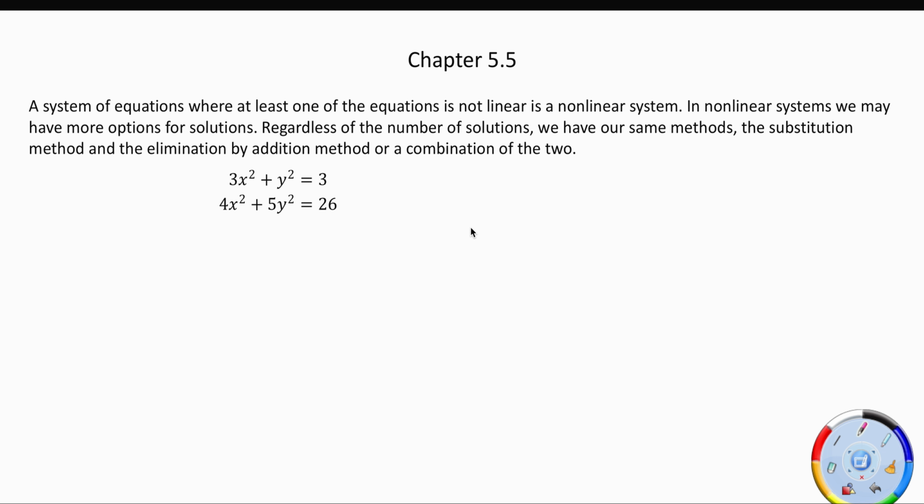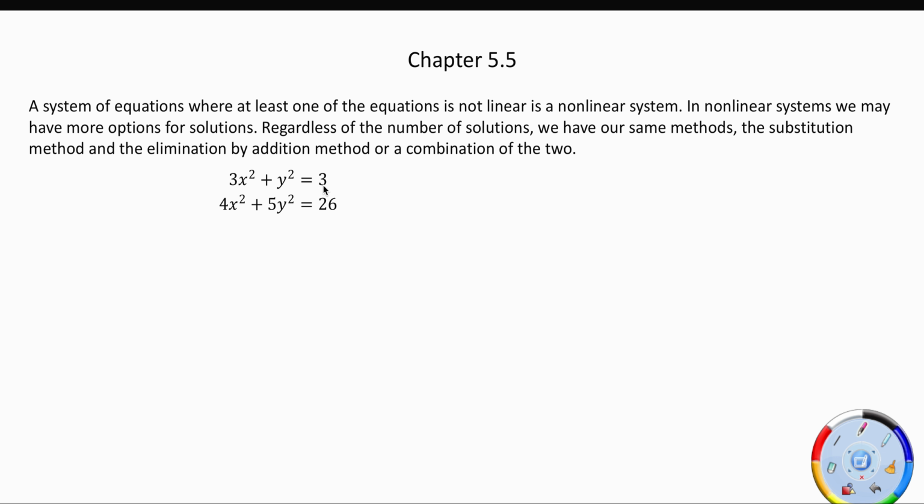Chapter 5.5 is nonlinear systems of equations. A system of equations where at least one of the equations is not linear is a nonlinear system. In nonlinear systems, we may have more options than one for solutions.